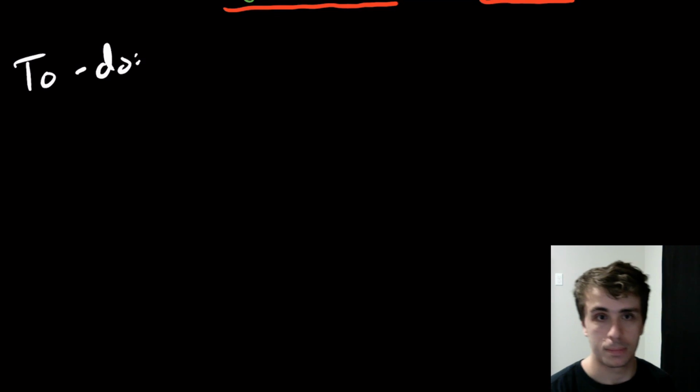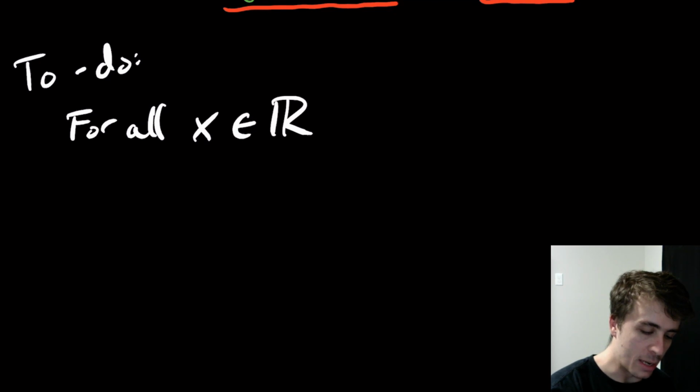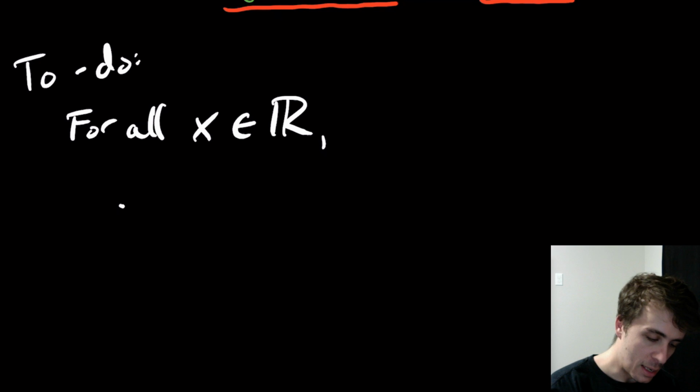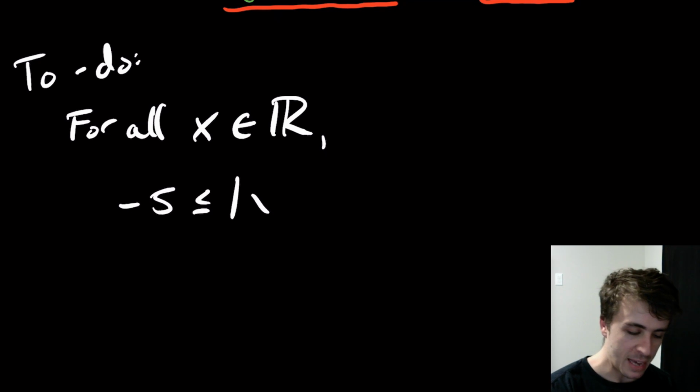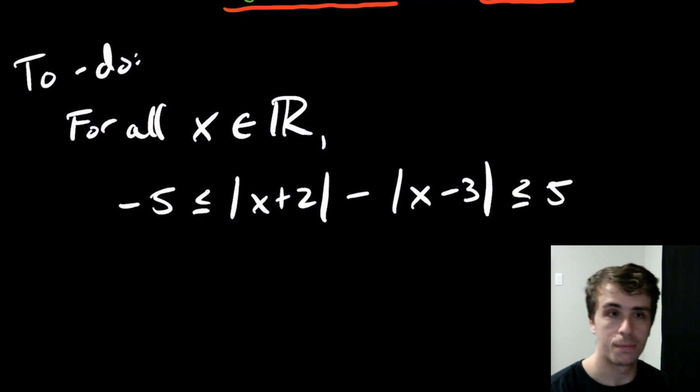So I want you to work on this one. So for all x being a real number, so not just integers, any real number, -5 is less than or equal to the absolute value of x plus 2 minus the absolute value of x minus 3 is at most 5.